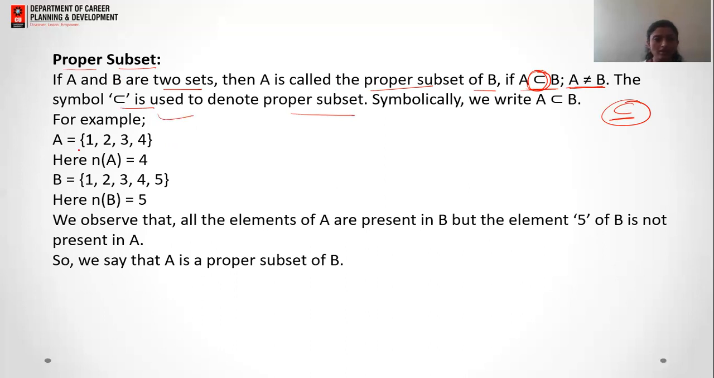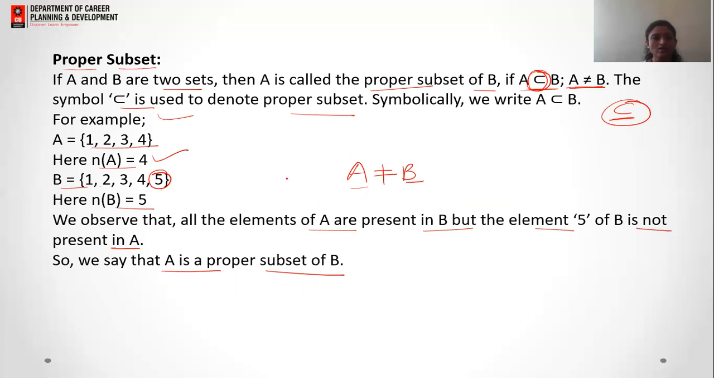For example, the elements in the given set A are 1, 2, 3, 4. Total number of elements is 4. And in set B, elements 1 to 5 are there. It means the number of elements in set B is 5. So we observe that all the elements of A are present in B, but the element 5 of B is not present in A. This element of set B is not present in set A. So we can say that A is a proper subset of B because A is not equal to B.